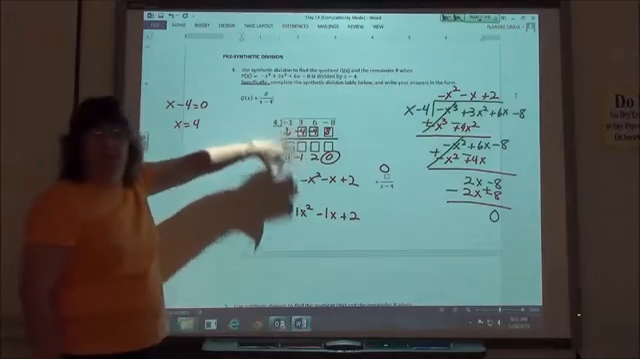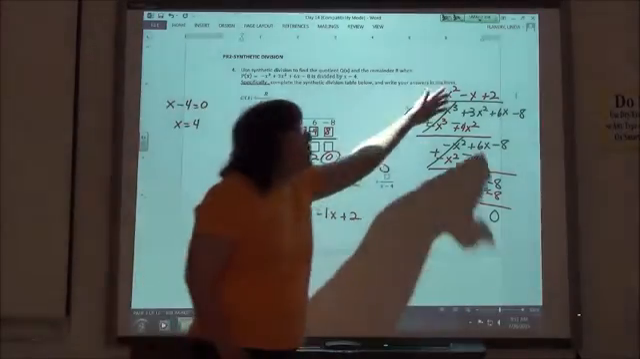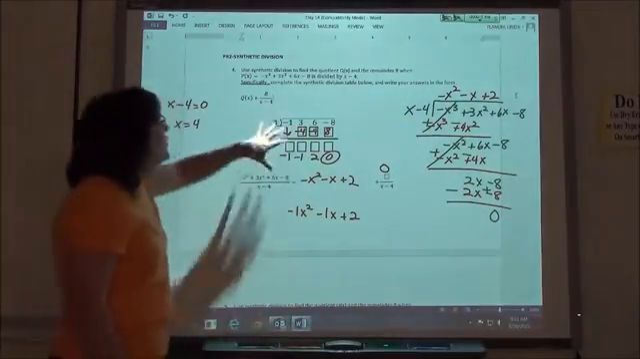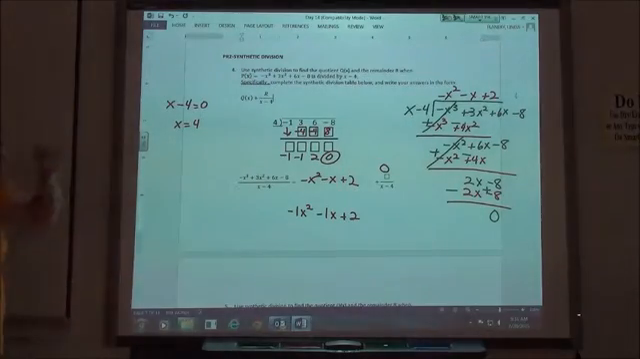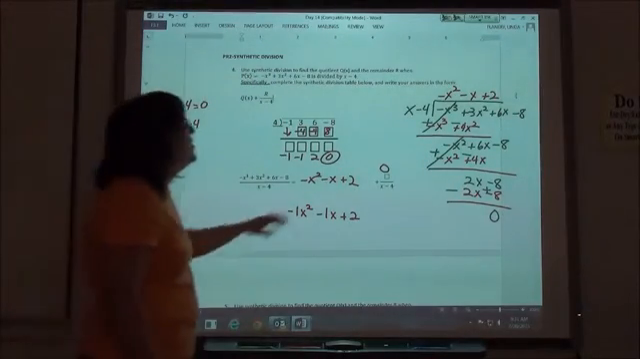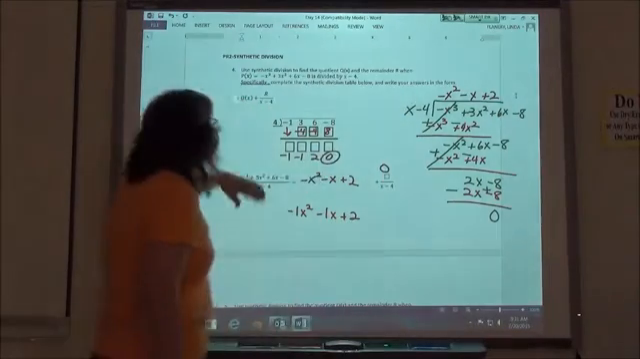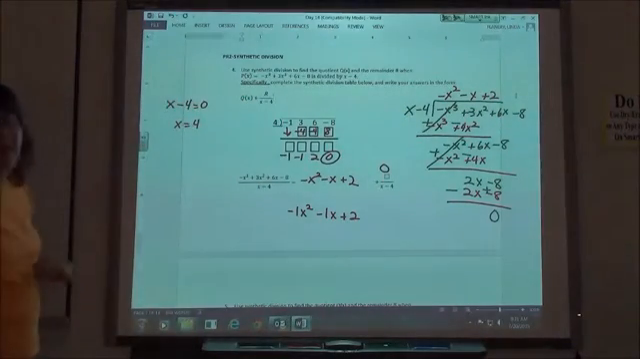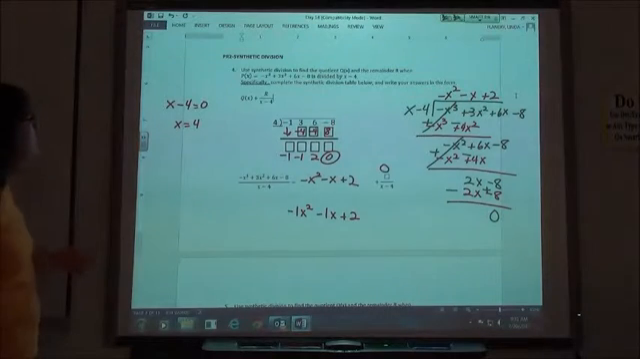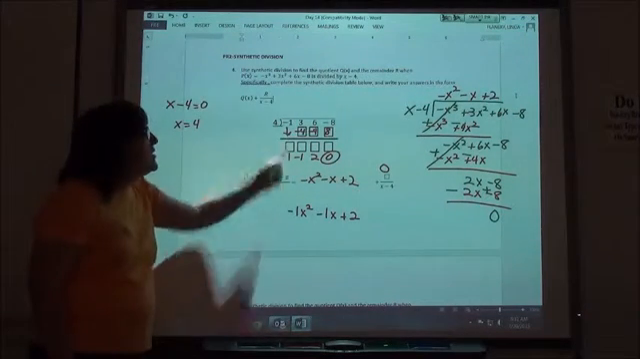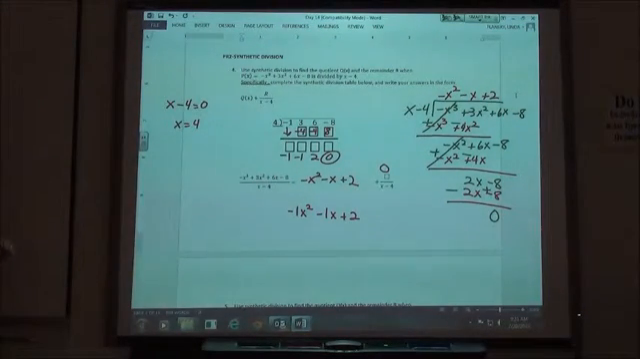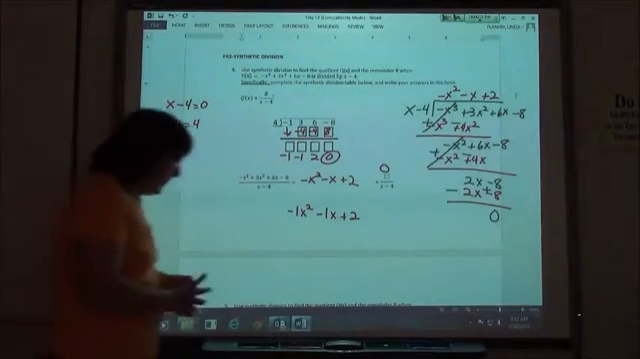This certainly, hopefully, was a whole lot quicker and easier than the long division, and so that's why we like to do synthetic division. But we can only do synthetic division if the coefficient of my x is 1, and so if it looks something like x minus 4 or x plus 2 or something like that, then I can do synthetic division, which is a lot quicker and easier to do.